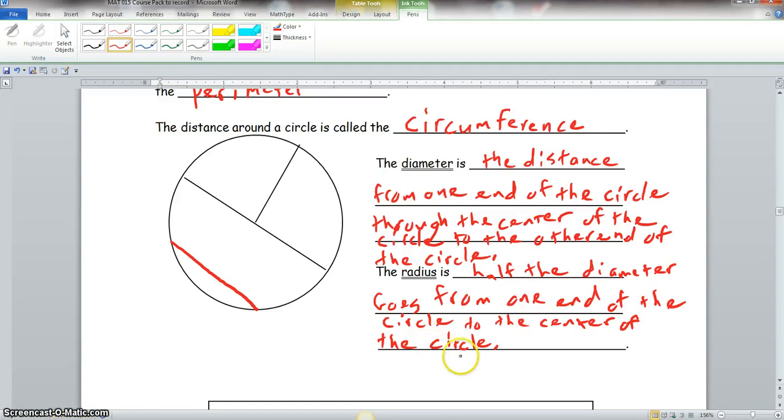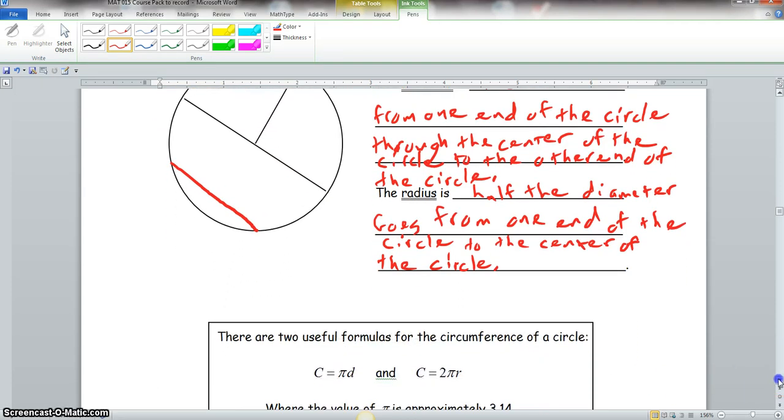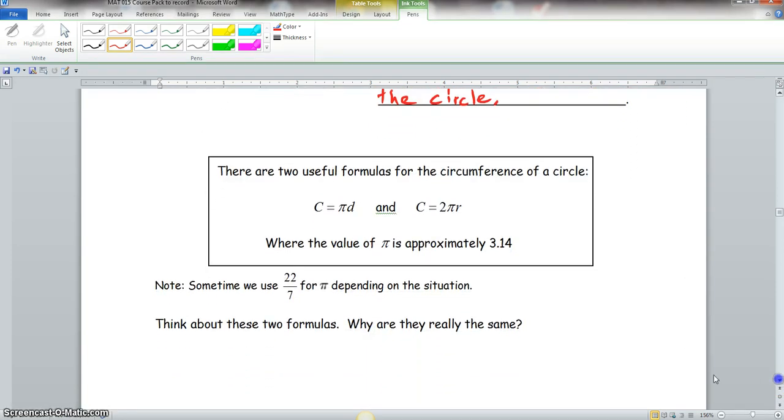Okay, class. Picking up where we left off, we said half the diameter is the radius, and it goes from one end of the circle to the center of the circle, which is this line here. Now, there are two useful formulas for the circumference of a circle. We have the circumference is equal to pi times diameter, and the circumference is equal to 2 pi times the radius. Now we know that it takes 2 radii, 2 times r, to equal the diameter. That is why these are equal to each other.